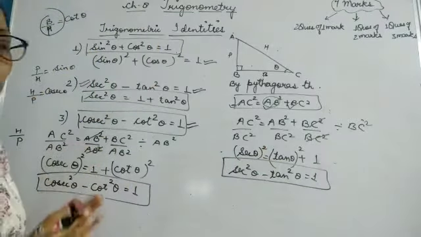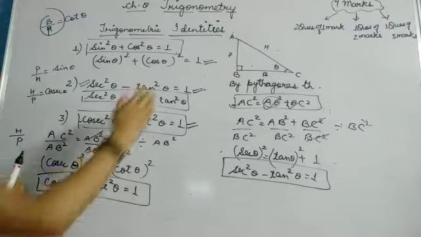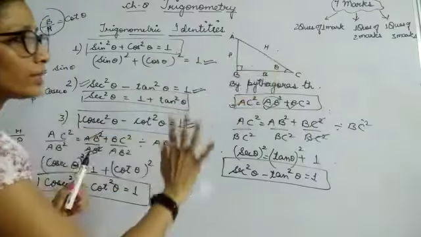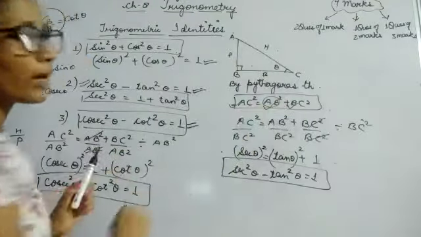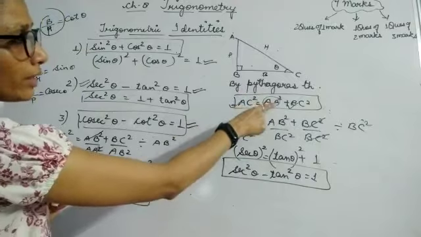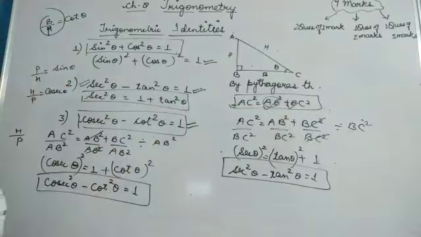Aren't these proofs simple? What have you done? You have just drawn a right angle triangle. You have marked theta. By Pythagoras theorem you have written this, and then once you have divided it by AC, then by AB, and then by BC, you have got all these three identities.